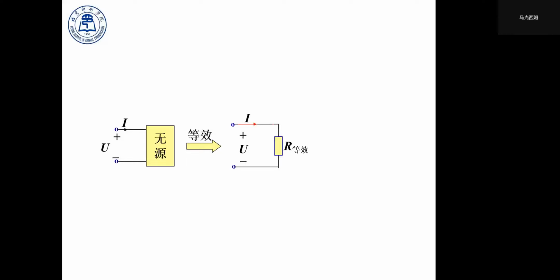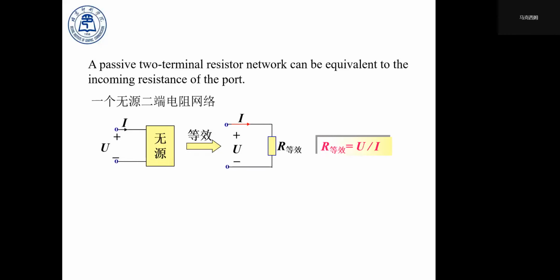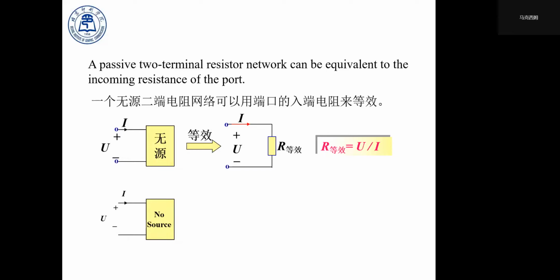Now let's begin our class. From the last lecture, we already know that we talked about Ohm's law and how it differs between reality and theory. And we talked about the equivalent passive two-terminal resistor network resistance, equivalent resistance, and how to calculate that.